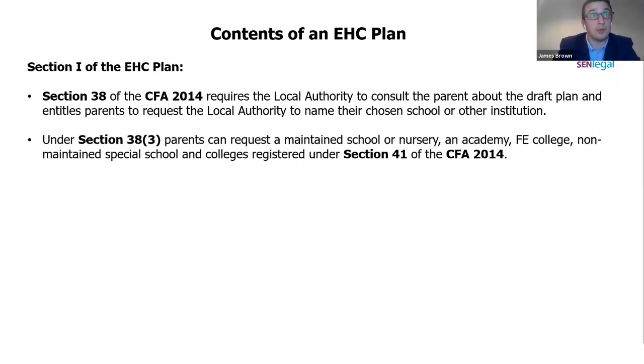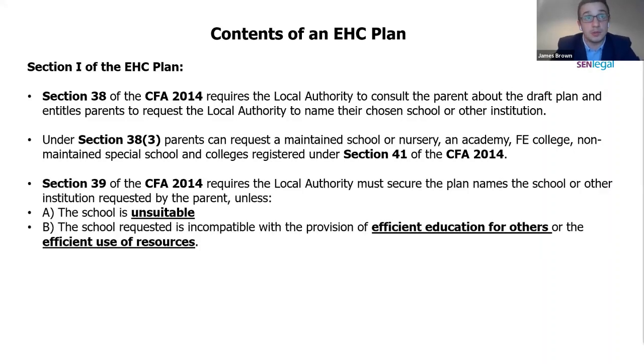But what will happen with the Section 38 duty is that under Section 39 of the Children and Families Act, for those schools, it requires the local authority must secure that the plan names the school or other institution requested by the parent, unless A, the school is unsuitable, or B, the school requested is incompatible with the provision of efficient education for others or the efficient use of resources. Now, there are two exceptions, and the local authority have quite a bit of discretion to try and use them.